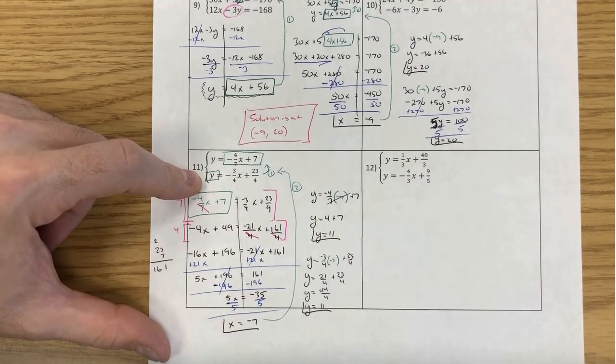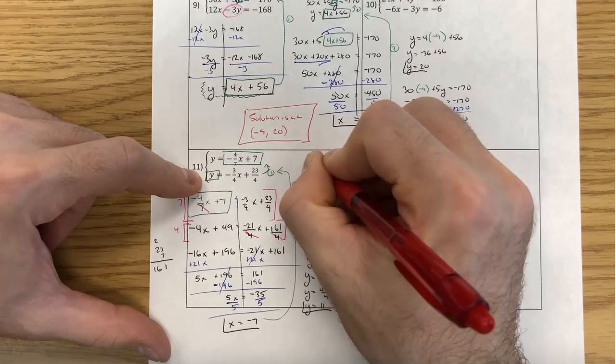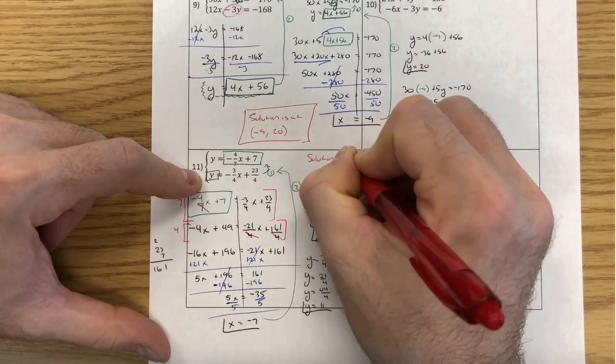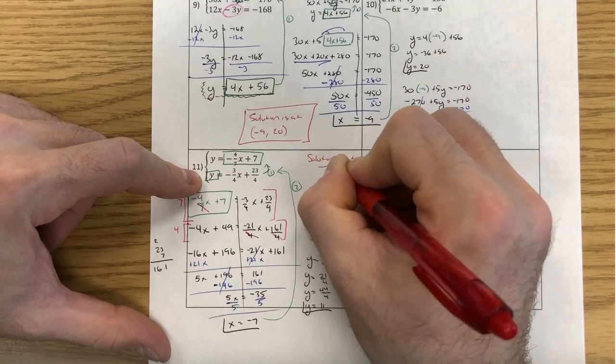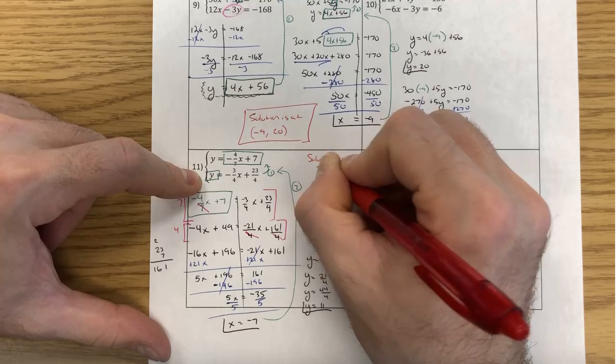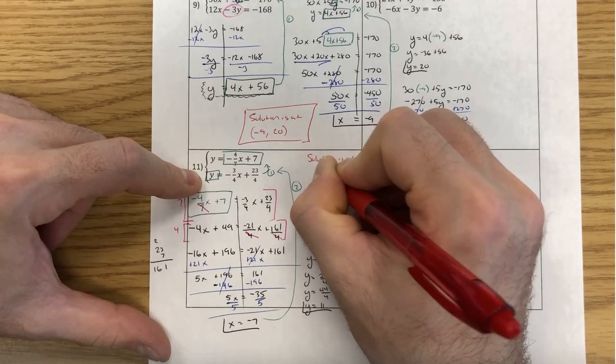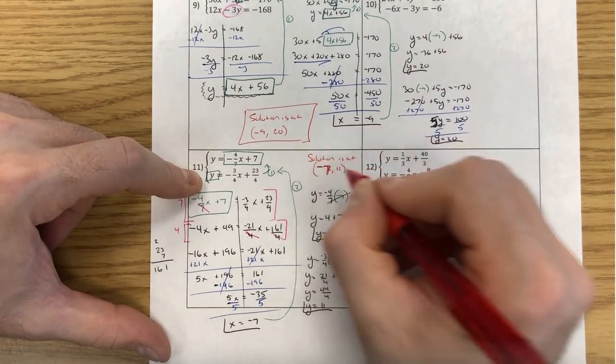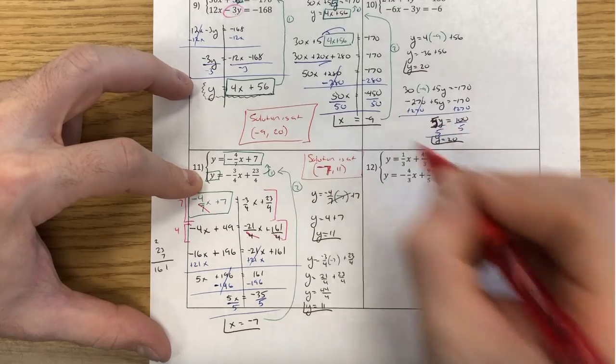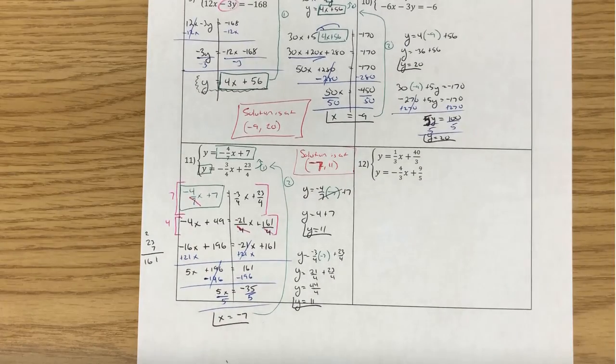Again, it doesn't matter which one you plug it into. I know I have a solution. Negative 7. Can't really tell that's two different things. I have a negative 7, comma, 11. And there we go.